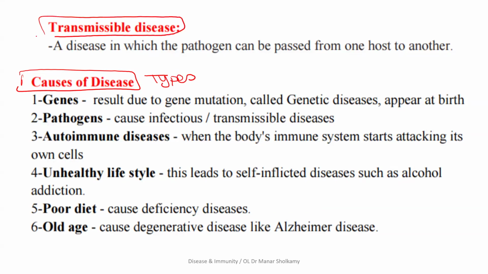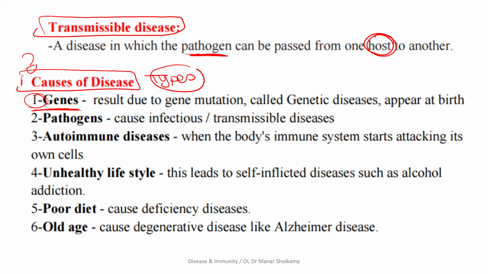Now, first tell me, what is a transmissible disease? It's a disease that can spread from one person to another or not? Yes, okay. And one of the keywords that have to be present in this definition is that it is a disease that is caused by a pathogen and it is passed from one host or from one person to another. Causes of disease or the types of disease are the same thing. Very easy. Some diseases appear at birth and they are due to mutation. These types of diseases are caused by genes, like a genetic disease.